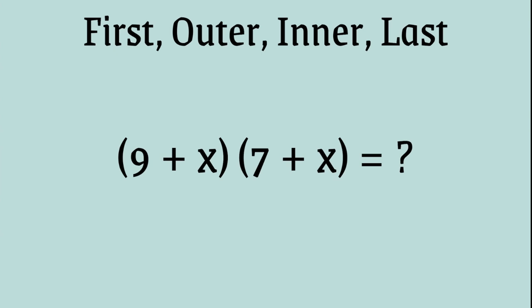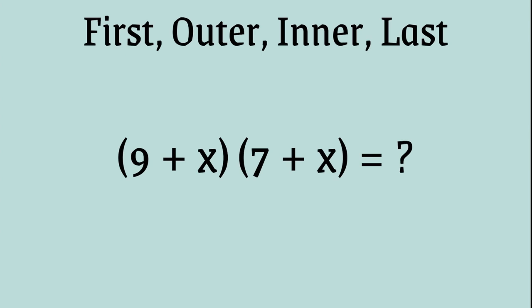Essentially, all this wants you to do is multiply the first term in the first parentheses by the first term in the second parentheses. Then, you multiply the outer terms for the whole expression, so that would be 9 times x at the end. Then, you multiply the inner terms of the expression, so that would be x from the first parentheses and 7 from the second parentheses. And then finally, you multiply the last two terms of each parentheses. So that would be x in the first set of parentheses and x again for the second set of parentheses.